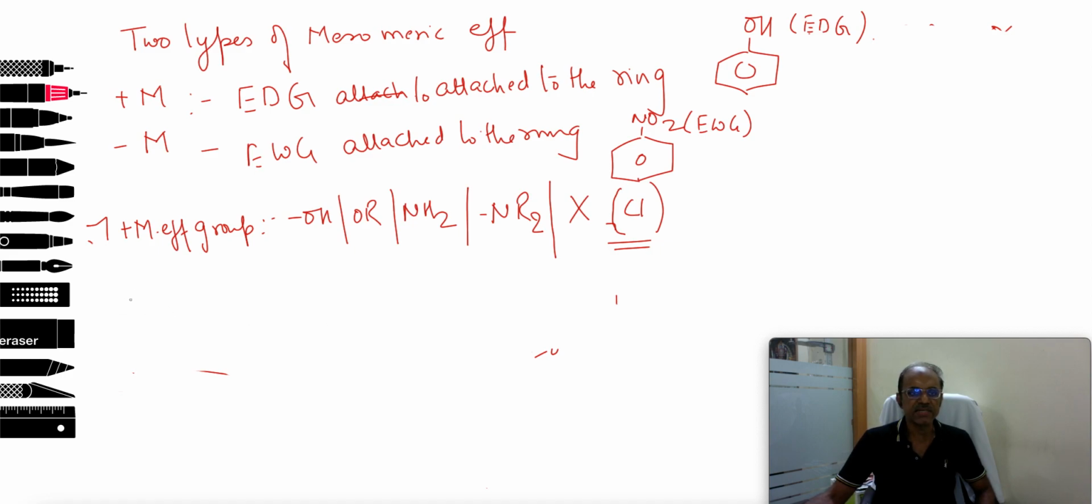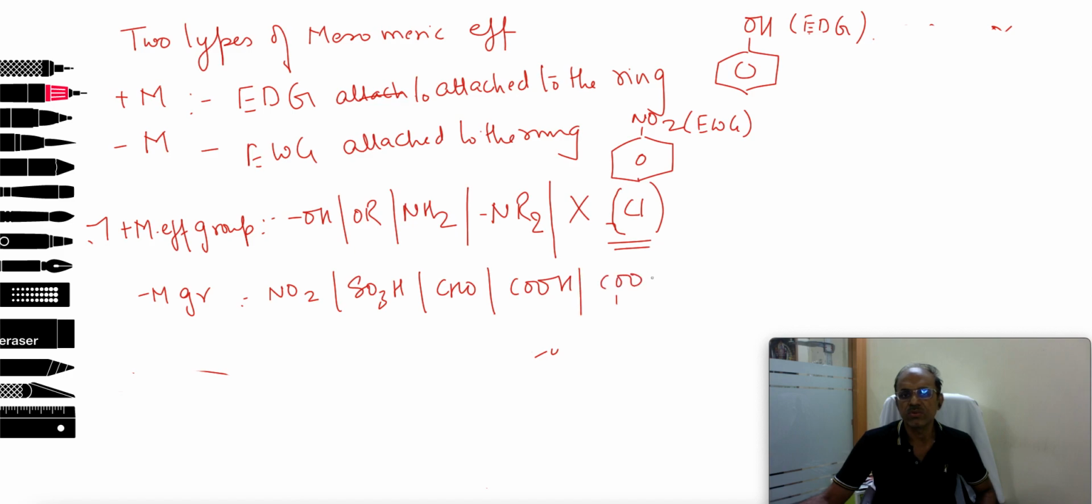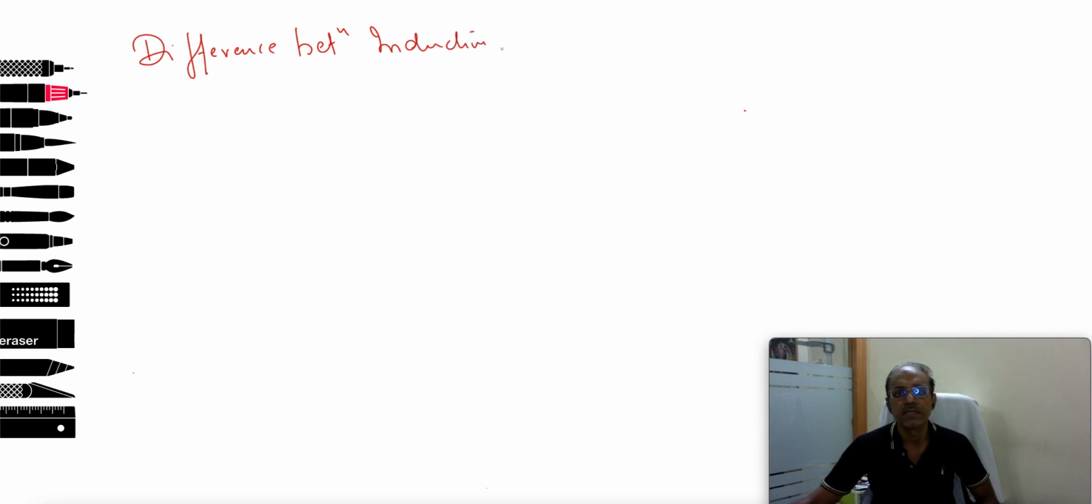Now similarly I will say minus M groups will be the same thing, unsaturated, like NO2, fine, like SO3H, like aldehyde, COH or COR, ester. We will see what is the difference between inductive effect and mesomeric effect.